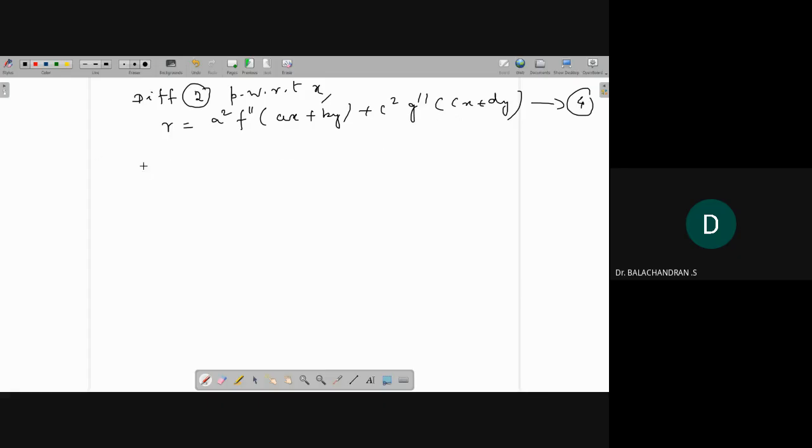Okay. Now differentiate equation 2 partially with respect to y. Okay. So anyone?